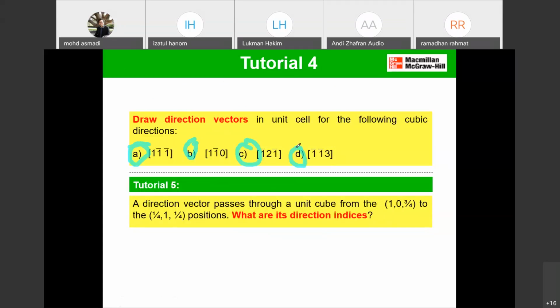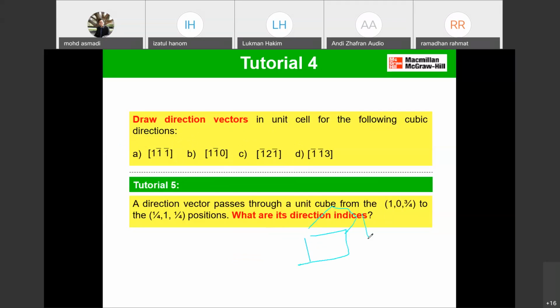Doctor, I have a question. Yes. How do we know the origin of the vector? For example, like this one, it is given the direction vectors already. Okay, what you have to do is sketch first. You have to sketch first with the unit cell. For example, like this one, you have to draw the box first.